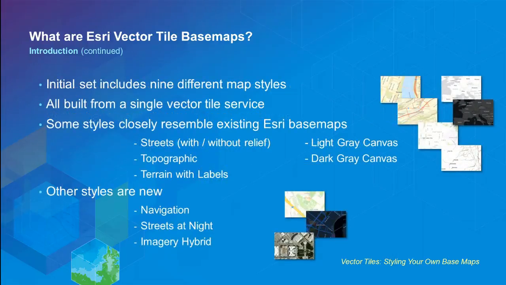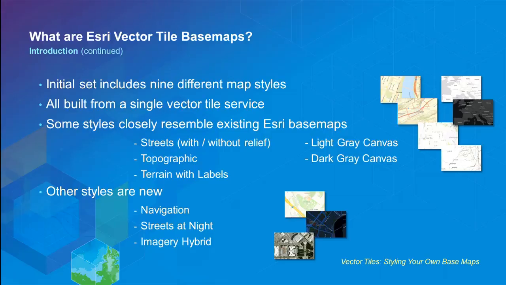So the Esri initial style set includes 9 different base map styles. One important feature of our tiles is that they're created from a single set of tiles. Compare that with our raster maps, where we have sets of cache for each of our different styles. Our vector tiles all come from the same tile set. Some of our styles closely resemble our raster styles. We have street map with and without relief, topographic map, a terrain with labels, and we have the light and dark gray canvas in the vector styles.